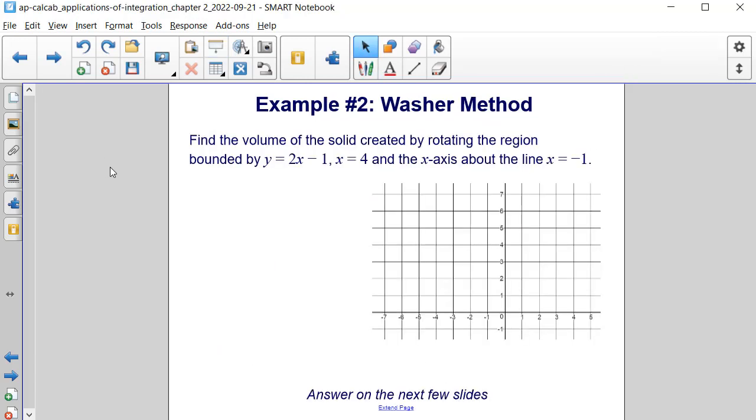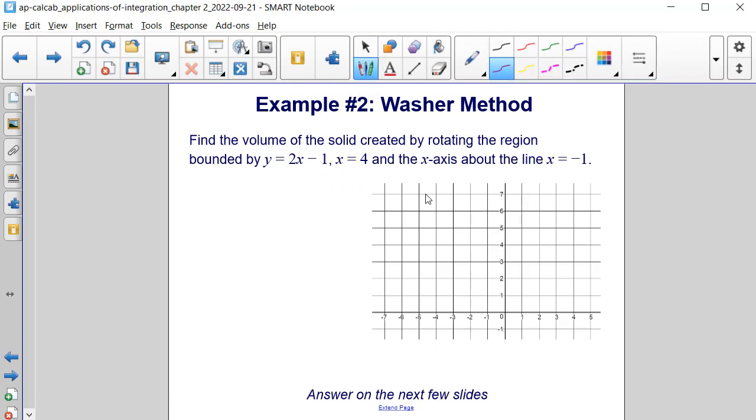Find the volume of the solid created by rotating the region bounded by y is equal to 2x minus 1, x is equal to 4, and the x-axis around the line x is equal to negative 1. Let's begin by graphing what we're told here. So we have x equals 4 is one of the bounds. So let's draw that line in.